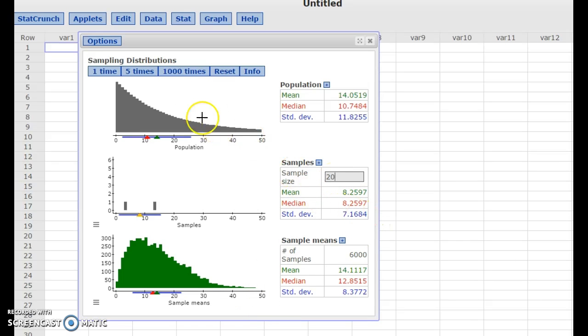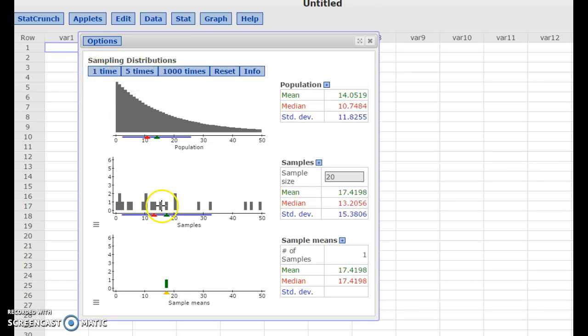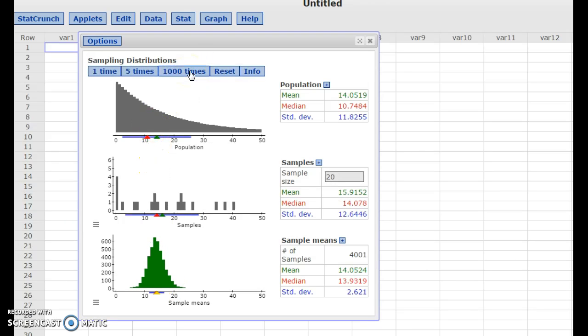But if we change this to say 20, if you do this once, you can see here's where all the 20 are. Most of them are in the left side where most of the data is. Our mean is the average of all of these, closer to our real mean. If we do this 1,000 times, you can see our distribution is looking pretty dang symmetric.